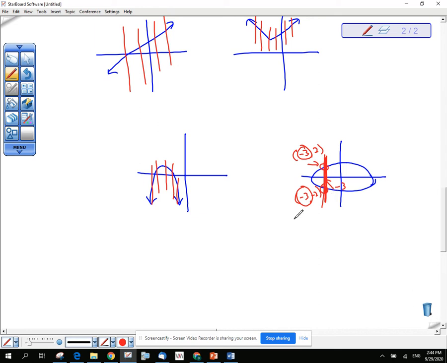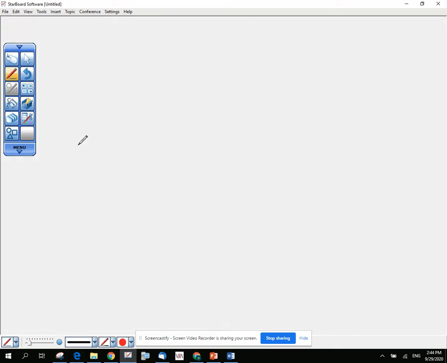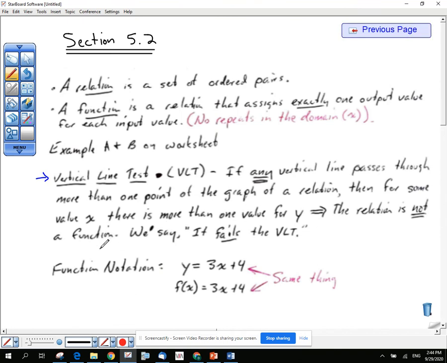Okay? Almost done. Quickly here, function notation. You're going to have to start getting used to this kind of thing. This does not mean multiplication. That is not f times x. The way that is pronounced is simply f of x. And that is just Euler's function notation.